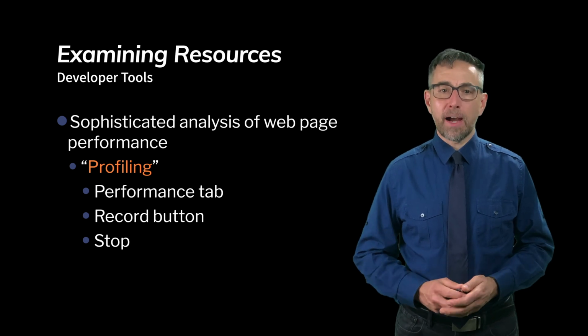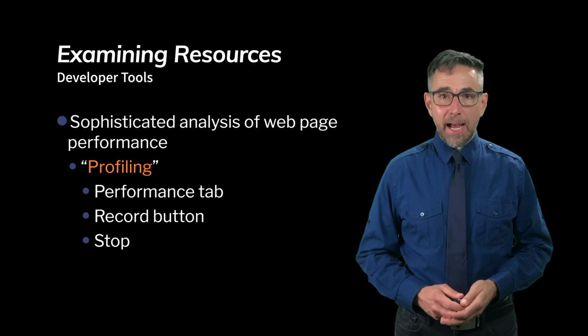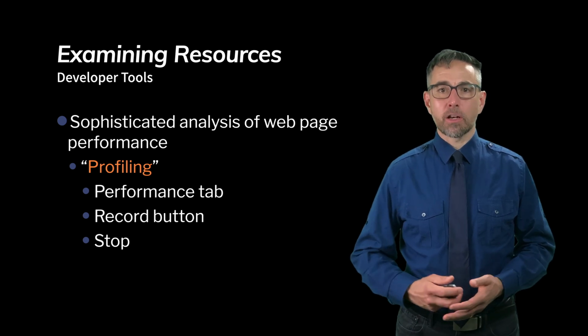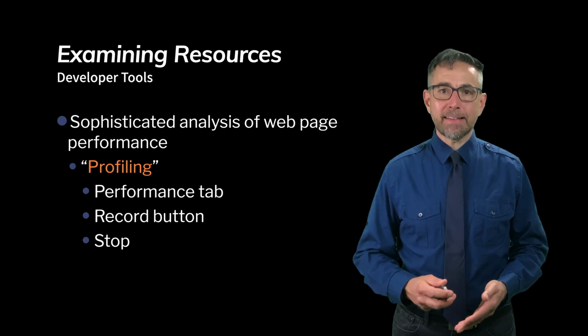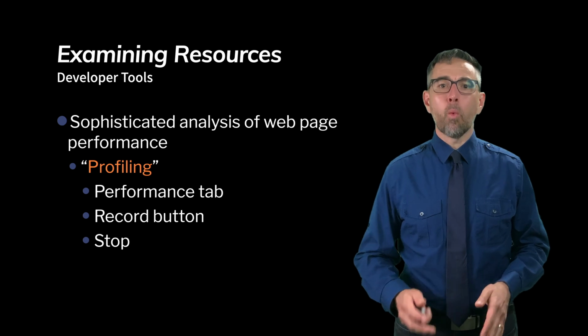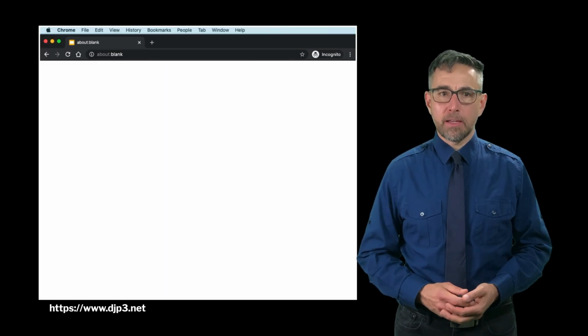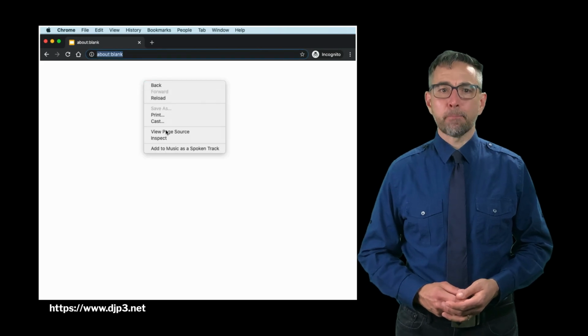This is called profiling. And in order to do this, you have to go to the Performance tab, and you actually have to record a session of working with your website. You can either record that session and then hit stop, or you can hit the refresh button and just profile one particular load of your web page. Let's take a look at what that would look like on my homepage, djp3.net.